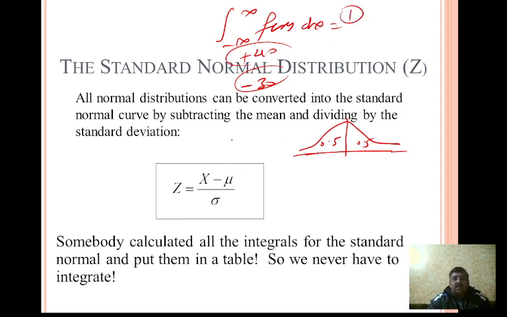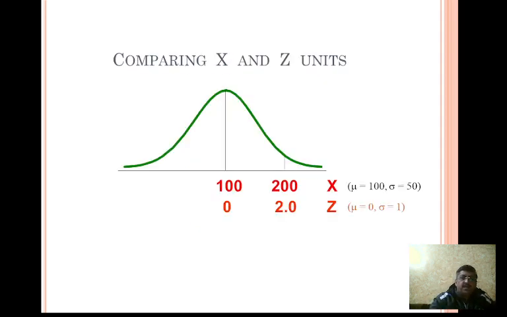So can we standardize this? For the standardization we assume like this. Do remember, my dear student, z equals x minus mu upon sigma. Somebody has calculated all the integrals for the standard normal and put them in a table, so we never have to integrate this. That's the story for the standard normal distribution z. Let me explain how we'll compare it so that you can appreciate it well.